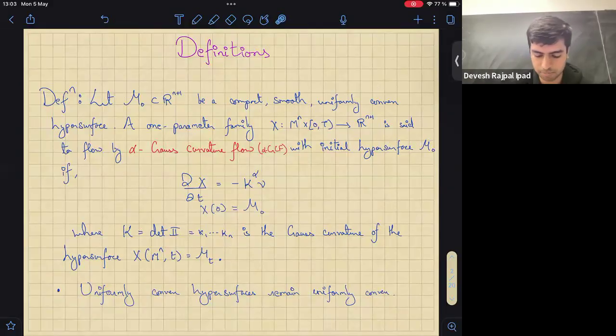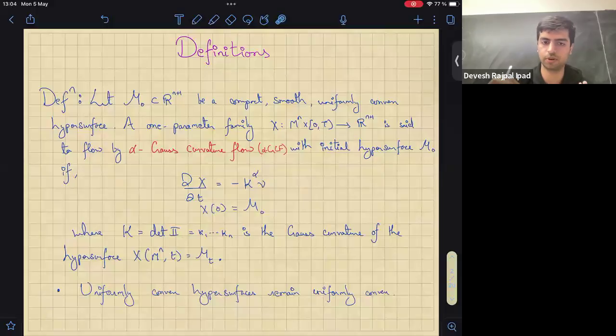So let M naught be a compact, smooth, uniformly convex hypersurface. A one parameter family of hypersurfaces is said to evolve by alpha-Gauss curvature flow with initial hypersurface M naught if they satisfy the following PDE. So the speed of a point is equal to its Gauss curvature raised to the power alpha. Alpha is a positive power here. So hypersurfaces are flowing inward. I should say that nu is the outward normal here.